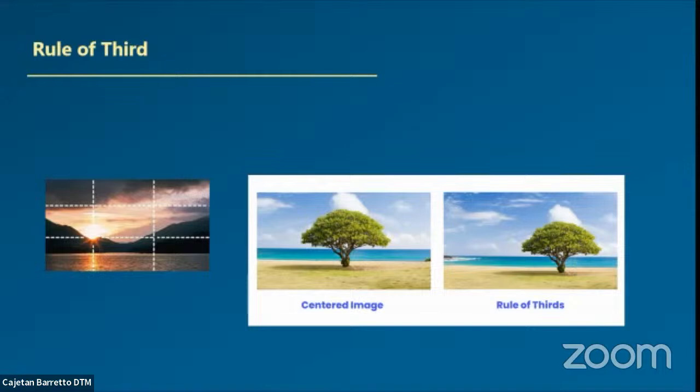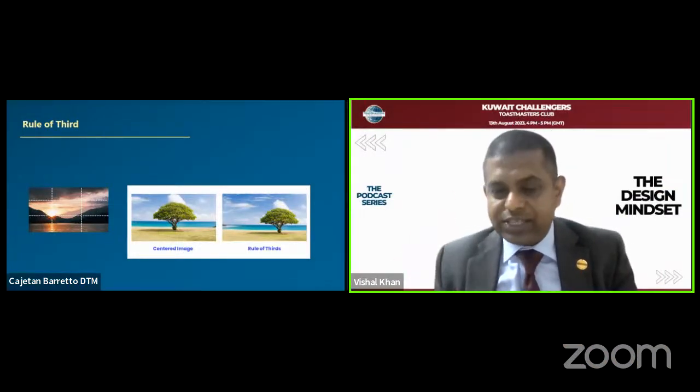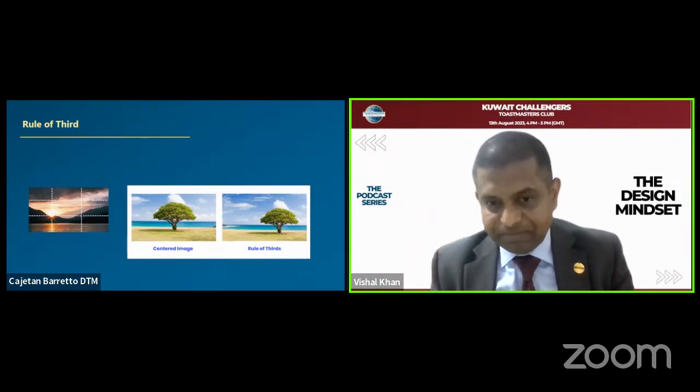Now let's compare the two photographs over here of a tree. One tree is placed right in the center, and then you have a tree which has been placed on the right side, which is the right one-third.